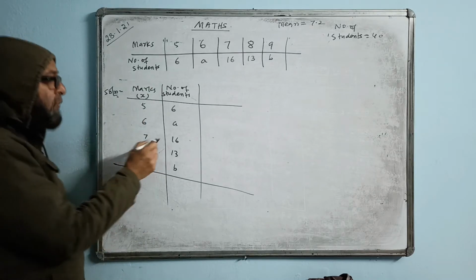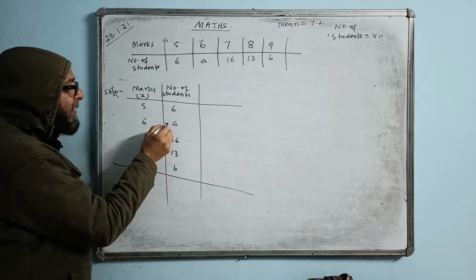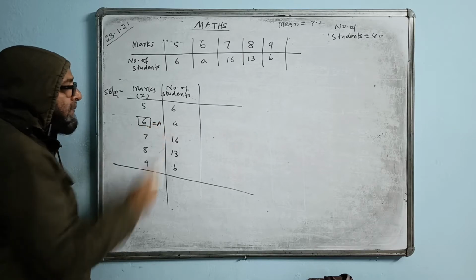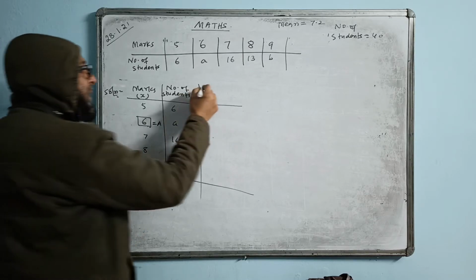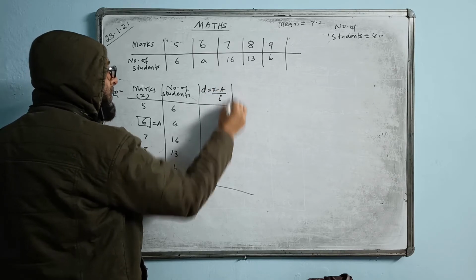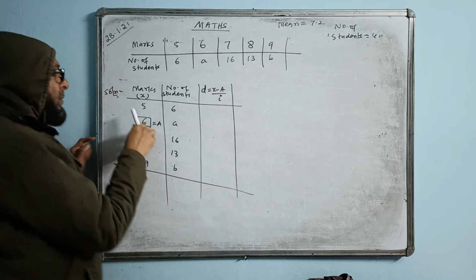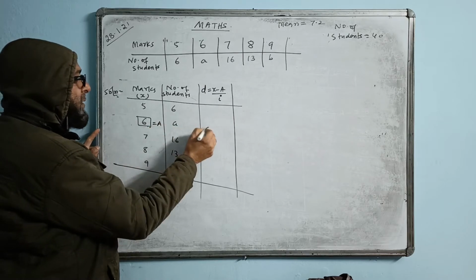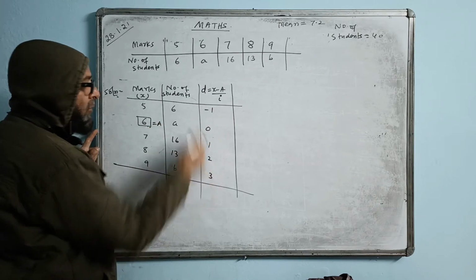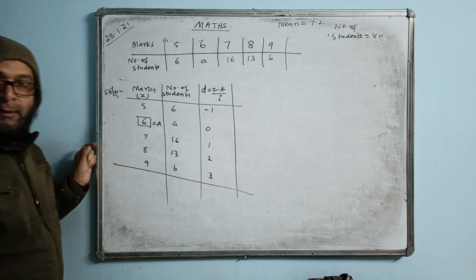So in front there are two unknowns, A and B. In front of any one I choose A, in the mid value only. This is A. Now I will go for the step deviation method. d is equal to x minus A by i. In front of A, what should I get? 0, and here I must set minus 1. Downward I will go with 1, 2, 3 without fail in all cases.